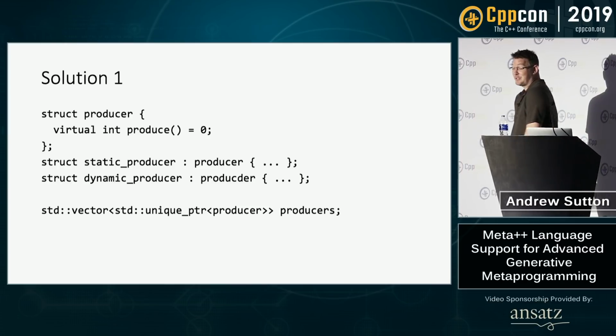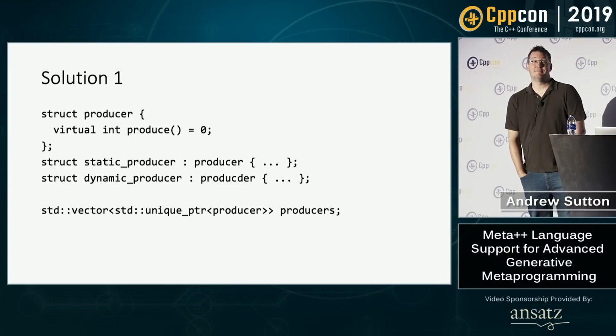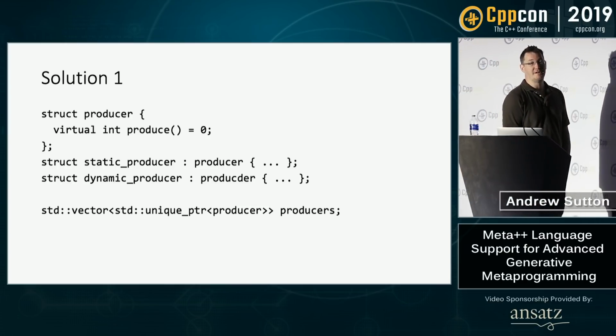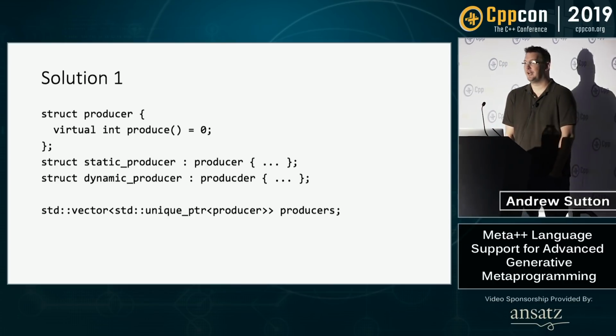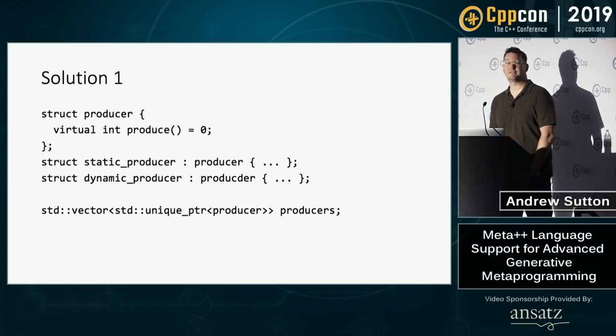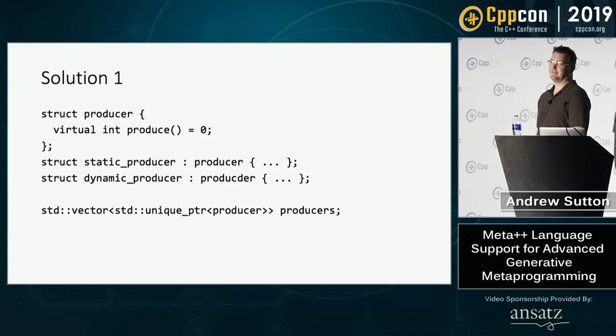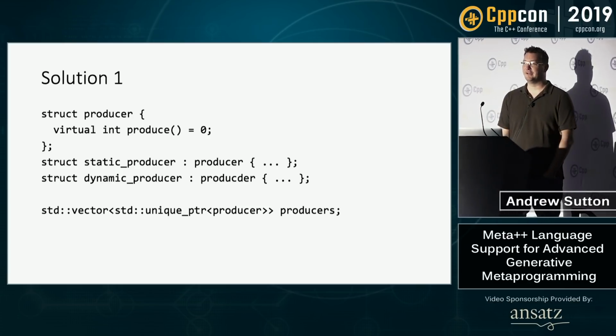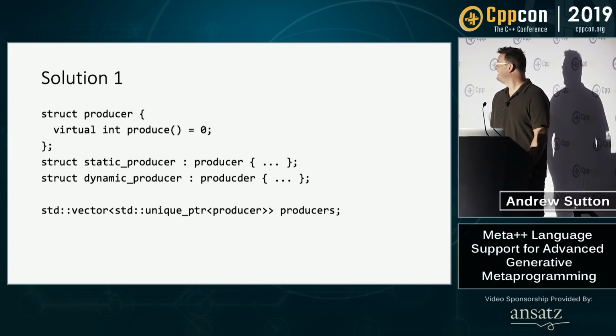First of all, I might not actually own static and dynamic producer. I might not be able to modify that code. So this is already a non-starter. If it's in another library, I can't do this, right? You cannot inject base classes into somebody else's project. I mean, you could if you copied the project and then modified it, but that's not really the same thing.